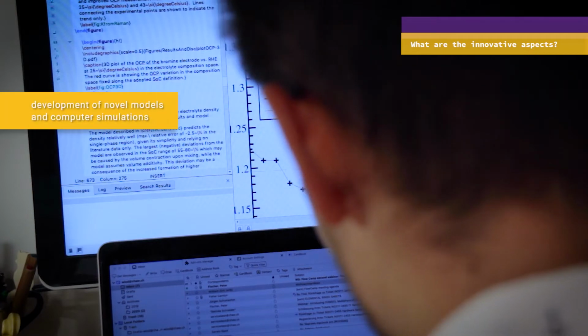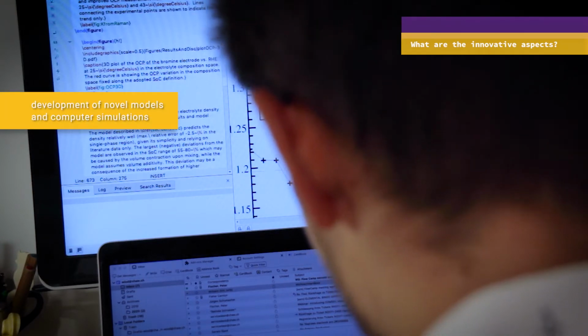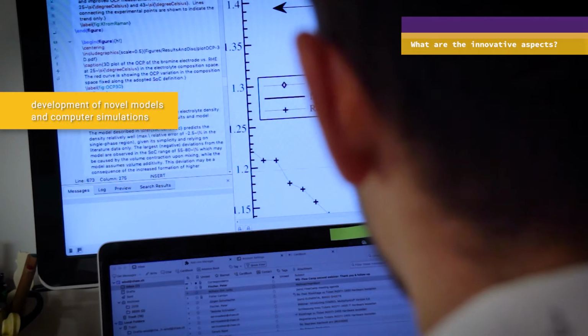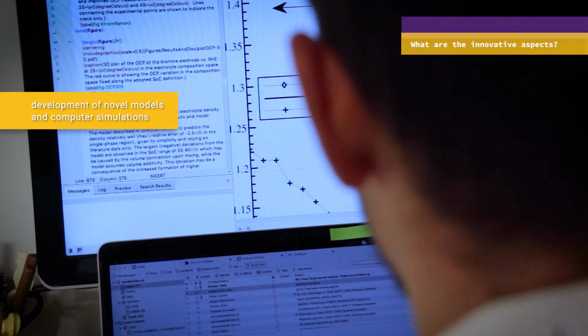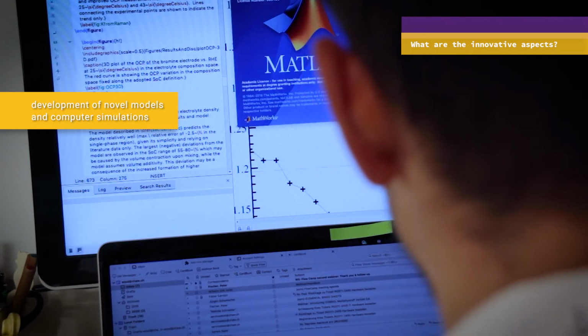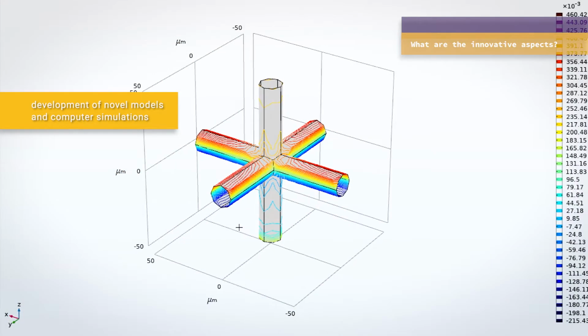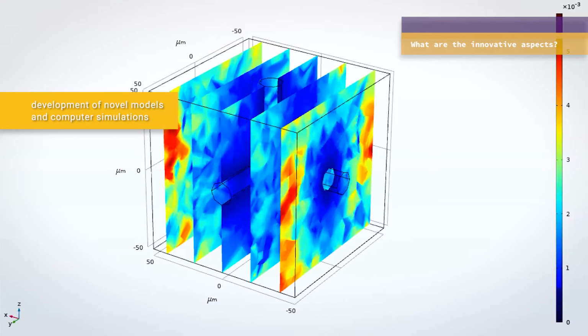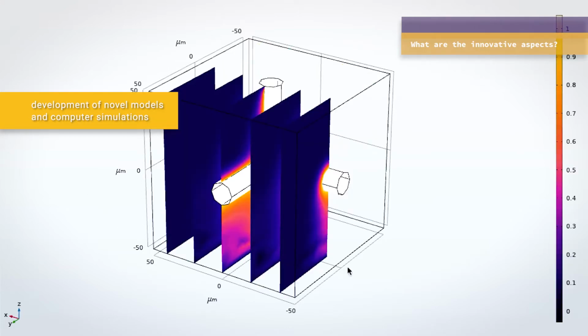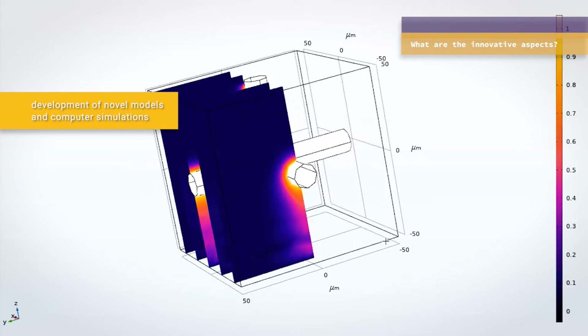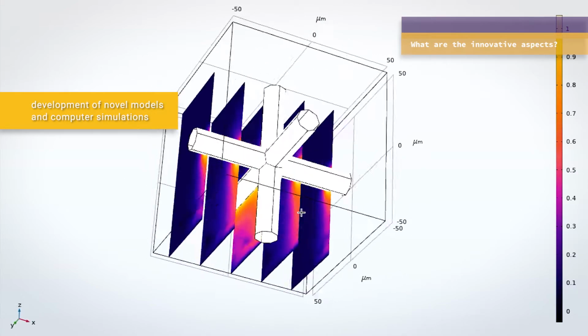I'm responsible for the development of novel models and computer simulations of the hydrogen-bromine flow battery system. By mathematical modeling, I mean trying to describe complex physical and chemical phenomena occurring in a battery with equations, and on that basis, predict the performance of the battery, for example, the electric current output, voltage or lifetime.